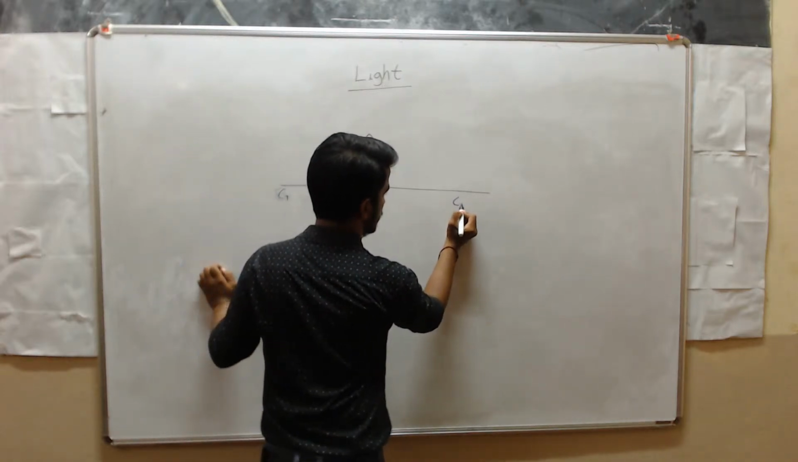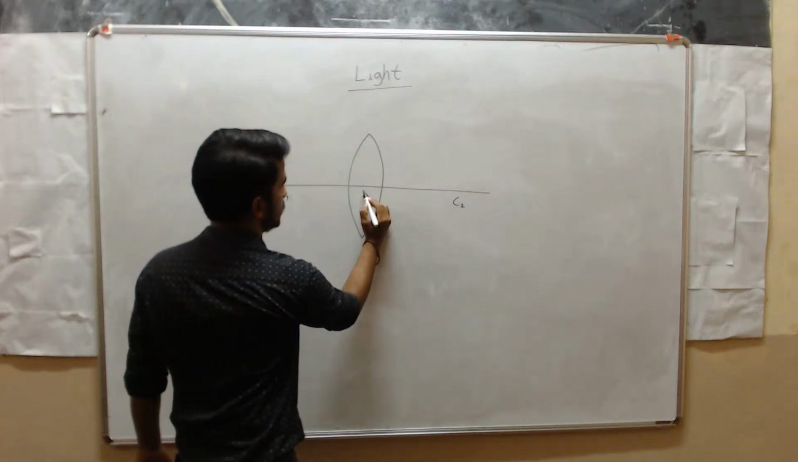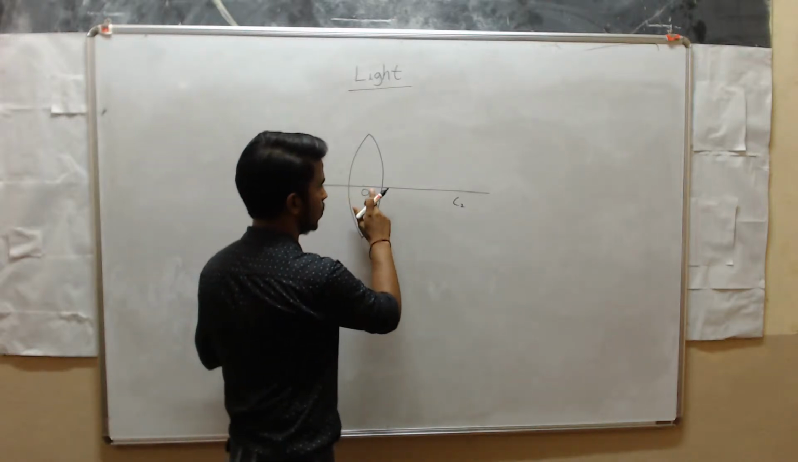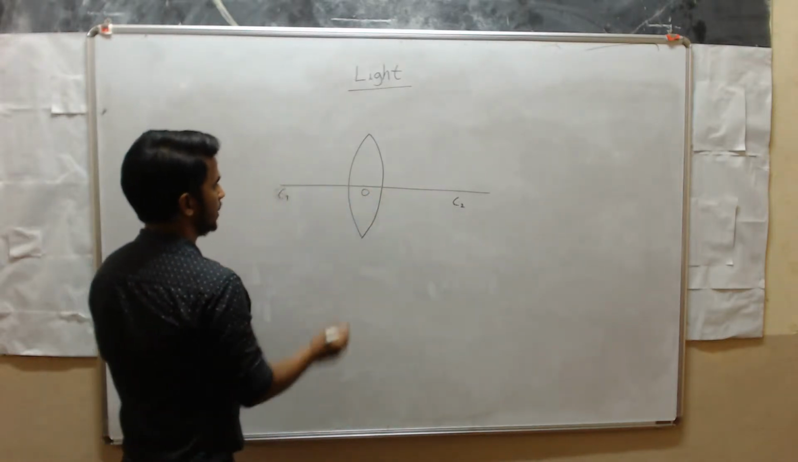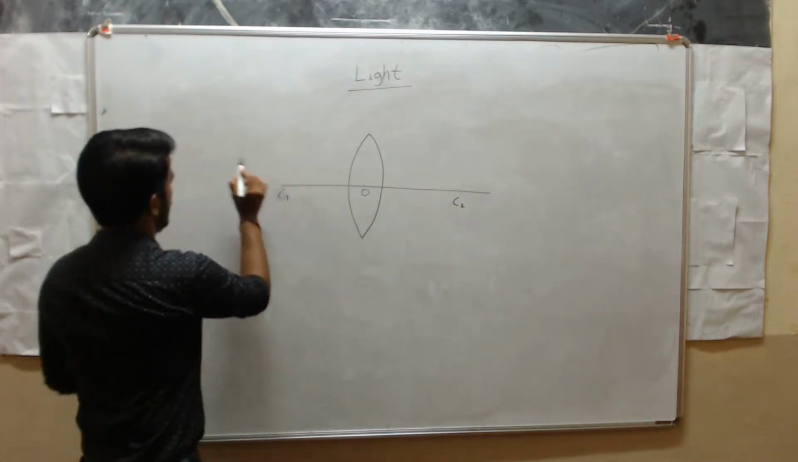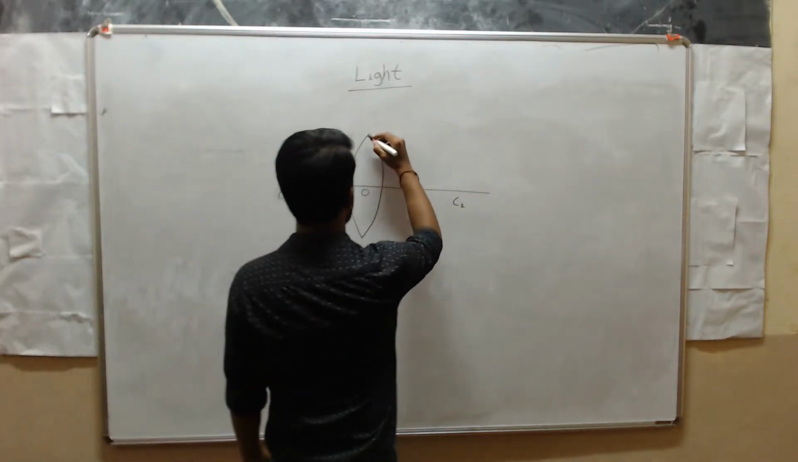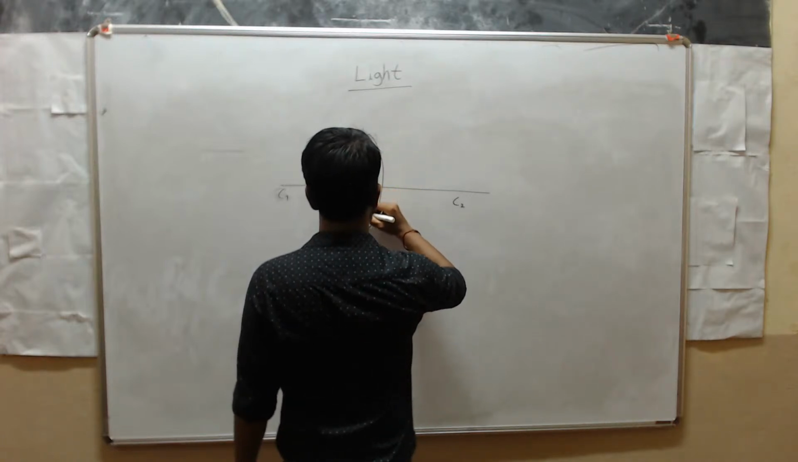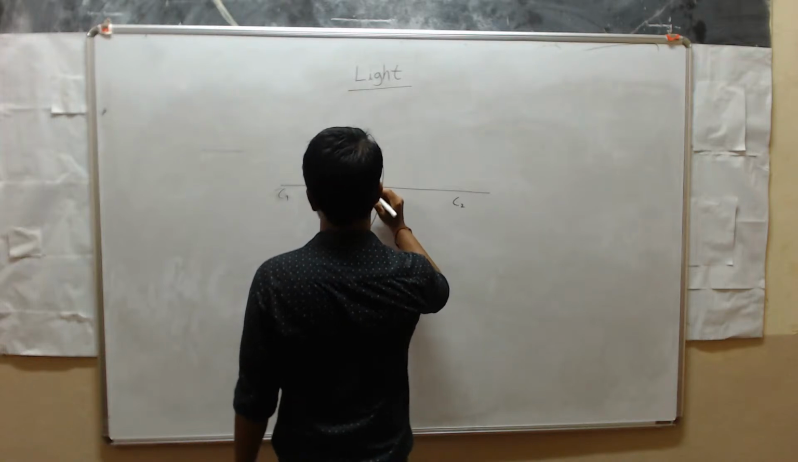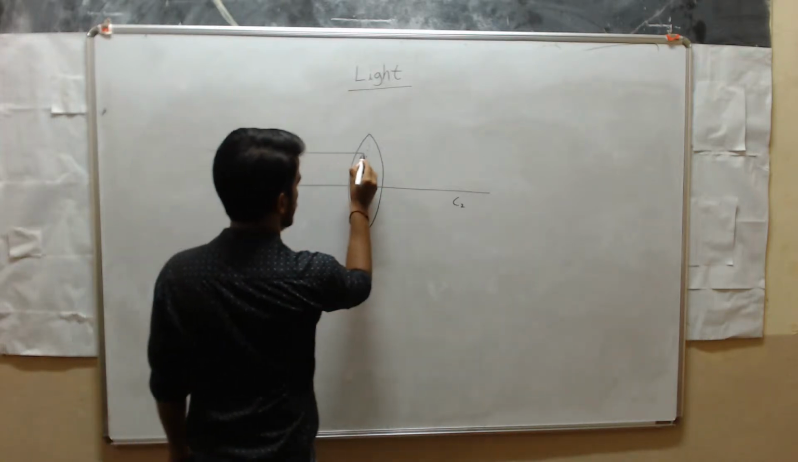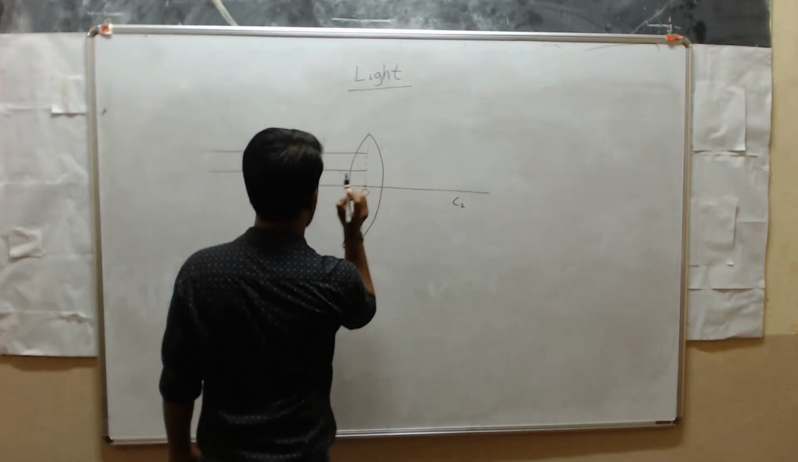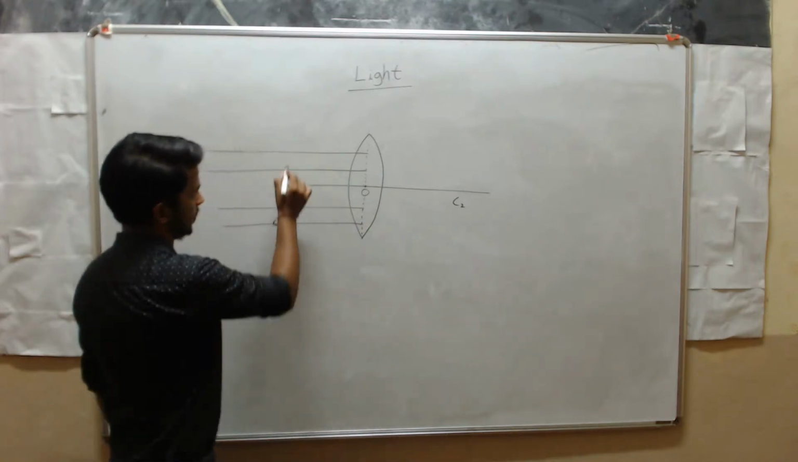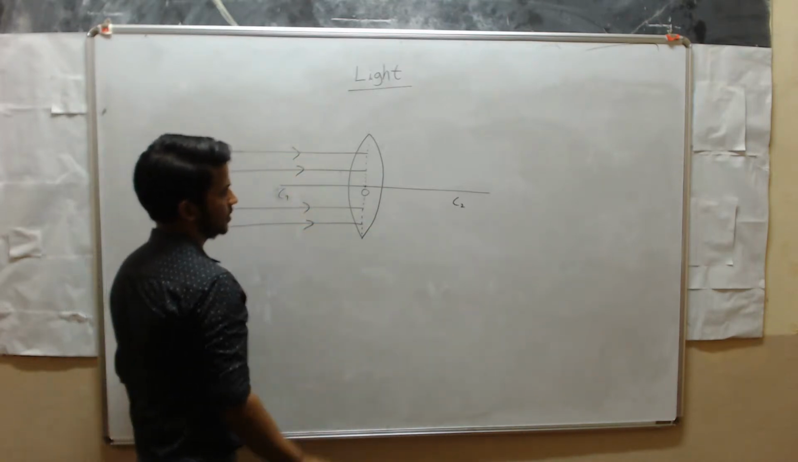C1, this is C2, and this is the optic center. The distance from C1 to O is equal to the distance from O to C2. Now I pass parallel rays of light.